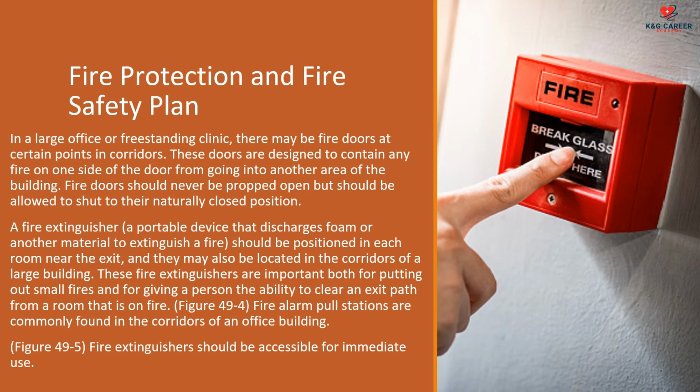A fire extinguisher, a portable device that discharges foam or another material to extinguish a fire, should be positioned in each room near the exit, and they may also be located in the corridors of a large building. These fire extinguishers are important both for putting out small fires and for giving a person the ability to clear an exit path from a room that is on fire. Figure 49.4. Fire alarm pull stations are commonly found in the corridors of an office building. Figure 49.5. Fire extinguishers should be accessible for immediate use.